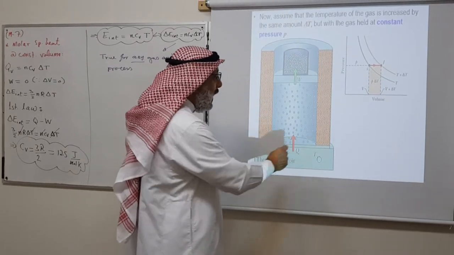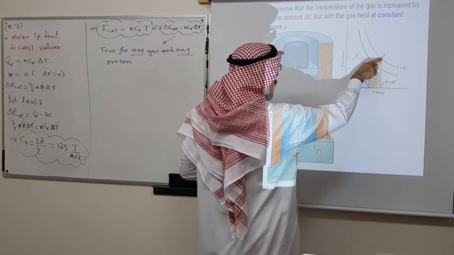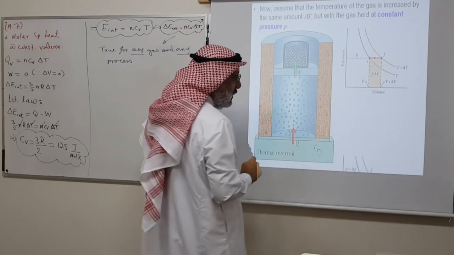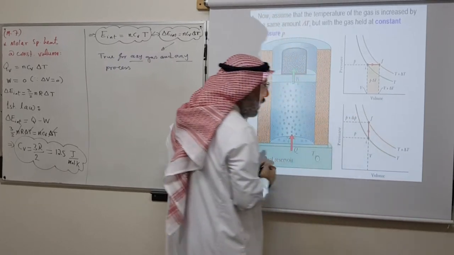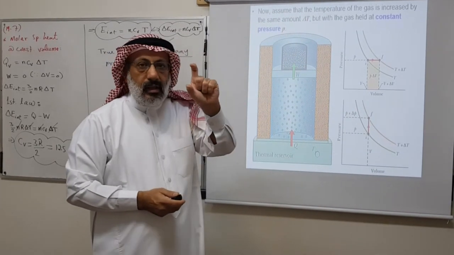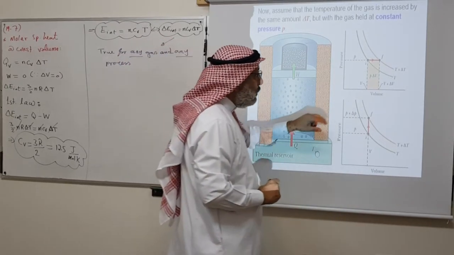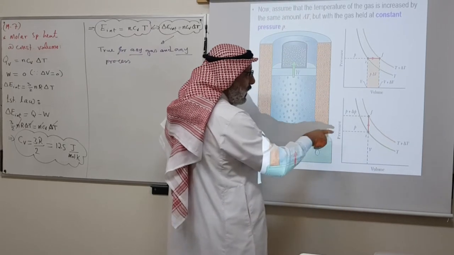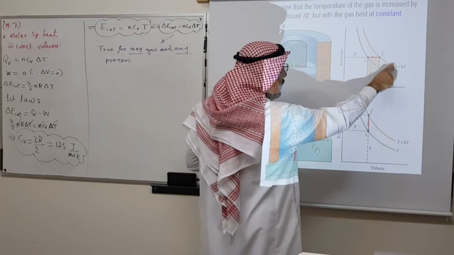So we keep adding heat. The gas will proceed along this line. When it reaches this point, where is this point? Okay, this point is along this orange line. We want delta T to be the same for both cases to compare them. So along this orange line, the temperature is the same. We keep increasing the pressure until we hit the point on this line.